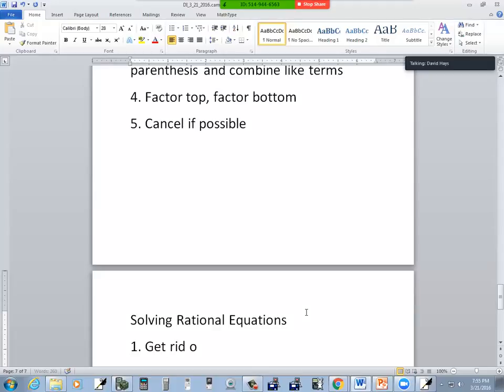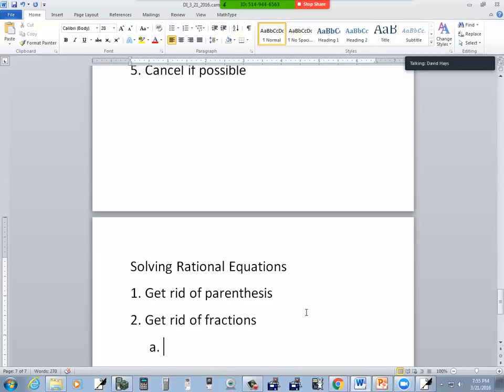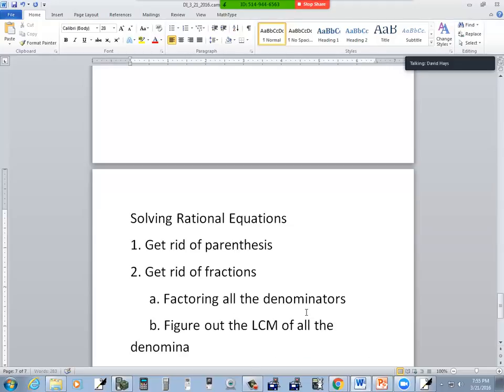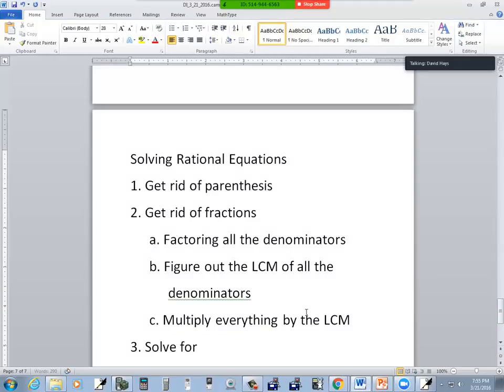So solving a rational equation, you'll see why it belongs here after working this problem. First step is to get rid of parentheses. Second step is to get rid of fractions. Now oftentimes on these, to get rid of the fractions, it's going to involve A, factoring all the denominators, B, figure out the LCM of all the denominators, C, multiply everything by the LCM, then step 3 will be to solve for x.